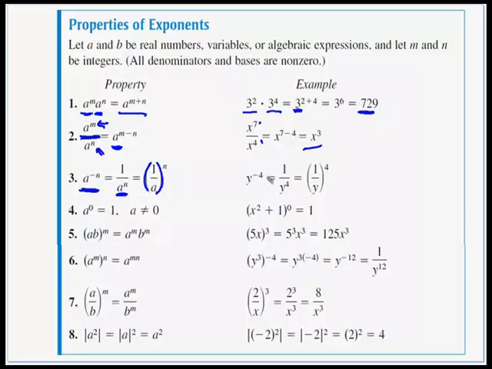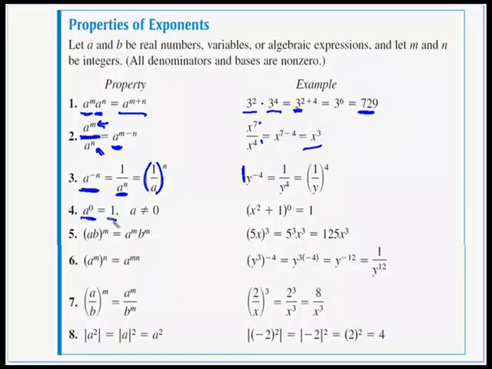Like if you see a y to the negative 4, just move that y to the 4th down to the denominator and make it positive. You know, there is a 1 here in front of that y to the negative 4th. The 1 stays up top, the y to the 4th goes down to the bottom to become positive, and then it's 1 over y all to the 4th power.